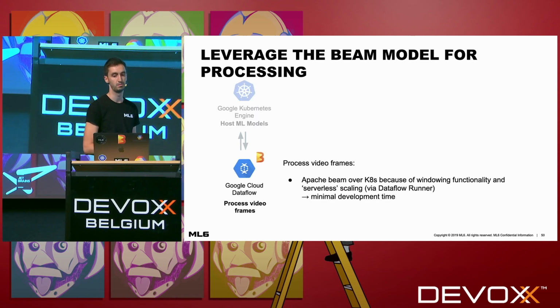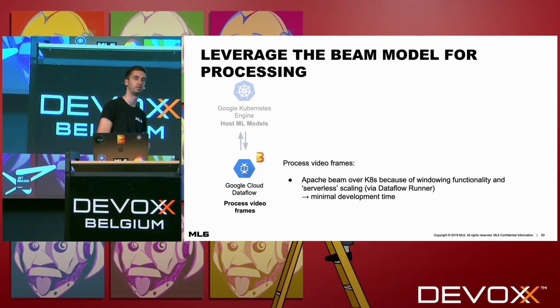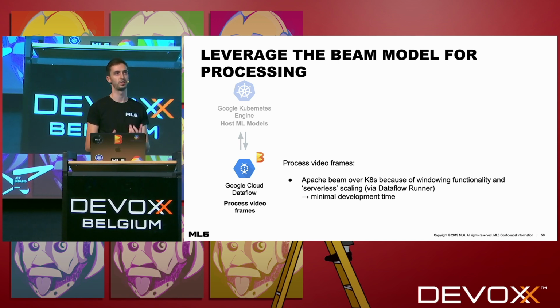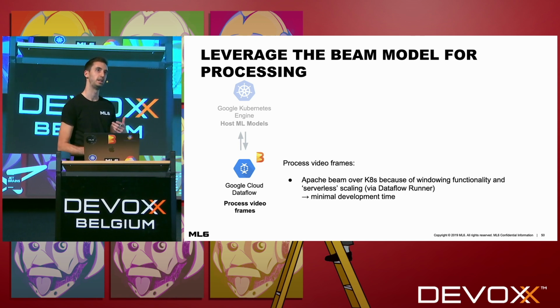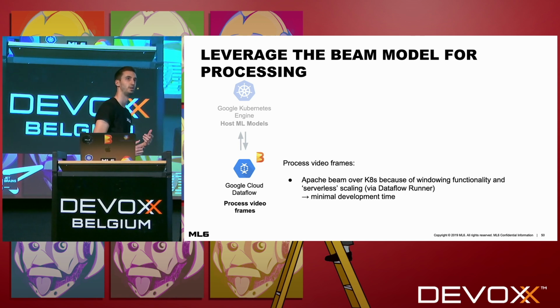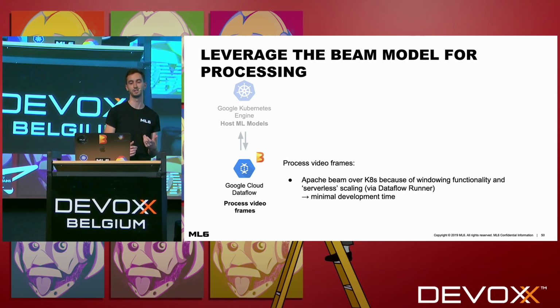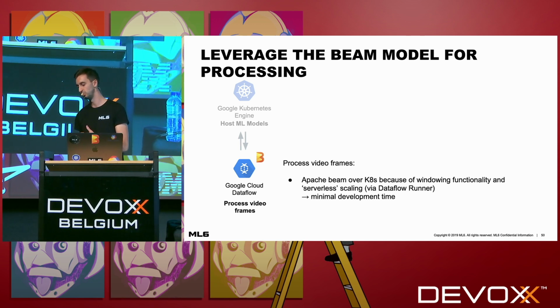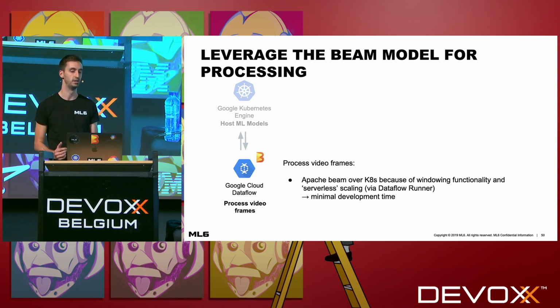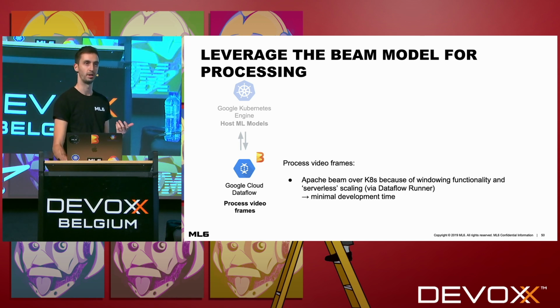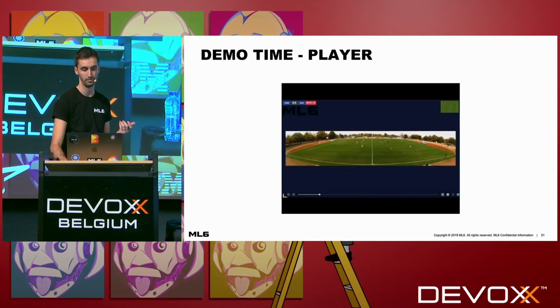And then we used Beam to do the processing of the video frames because it comes along with the windowing functionality, and also, of course, the serverless scaling. But mainly the windowing is a feature that you can write as a developer with just a few lines of code, whereas imagine that you have to do this yourself, for example in Kubernetes, this would introduce a lot of complexity. So by just using these managed services, it allows us to really fast develop a solution, a product.